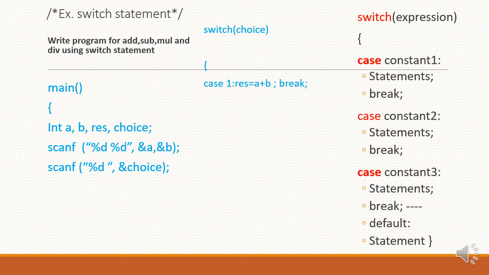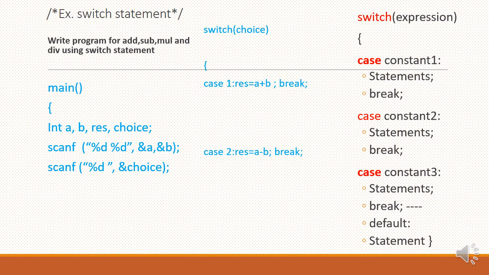Next, what do you have to write? The statements. Which statement should I write? What I have decided is, if I press 1, it should add the 2 values. So that is why I have written res is equal to a plus b, and after doing the addition, it should break and go to the next statement after the switch statement. Usually the switch statement is going to execute only one case at a time.